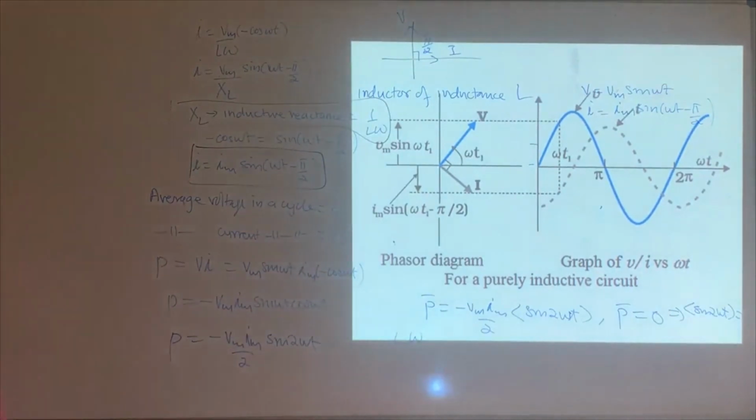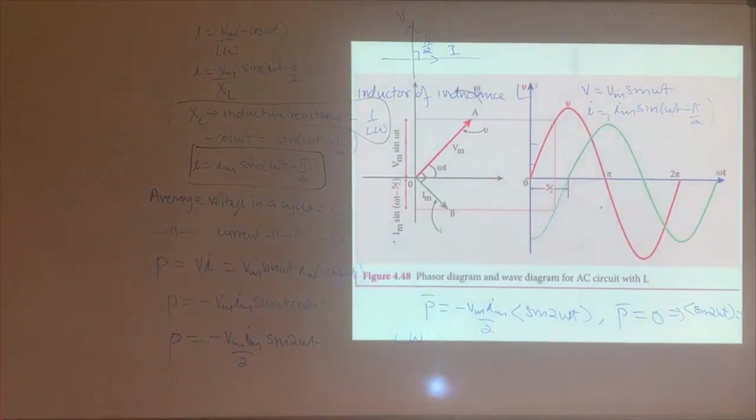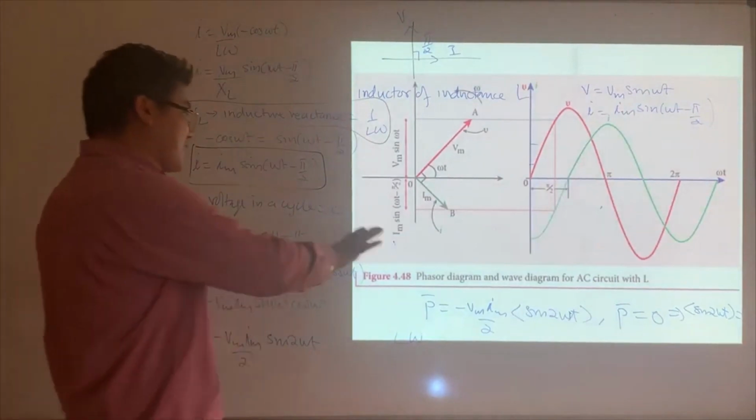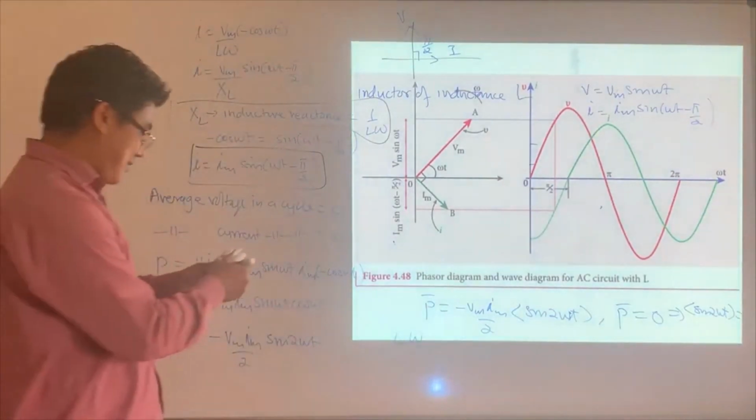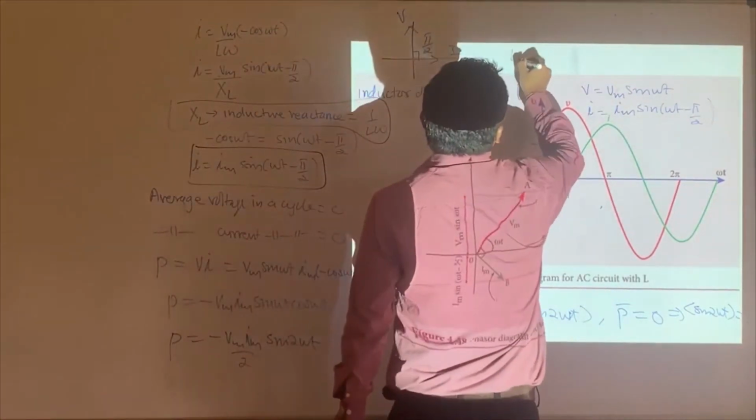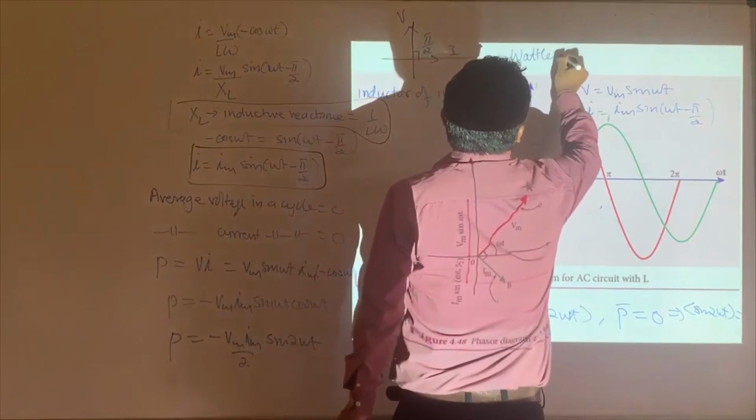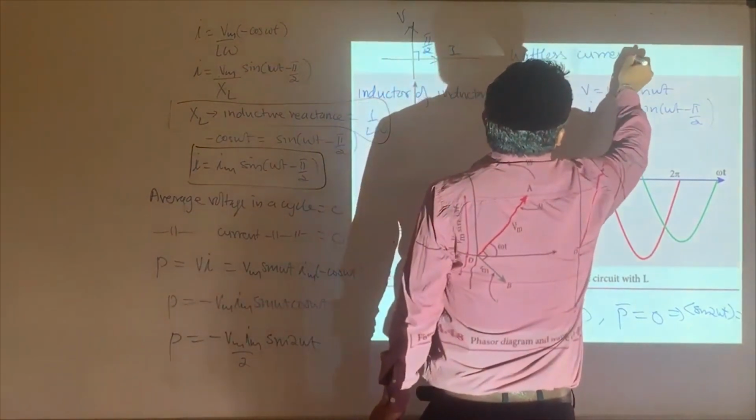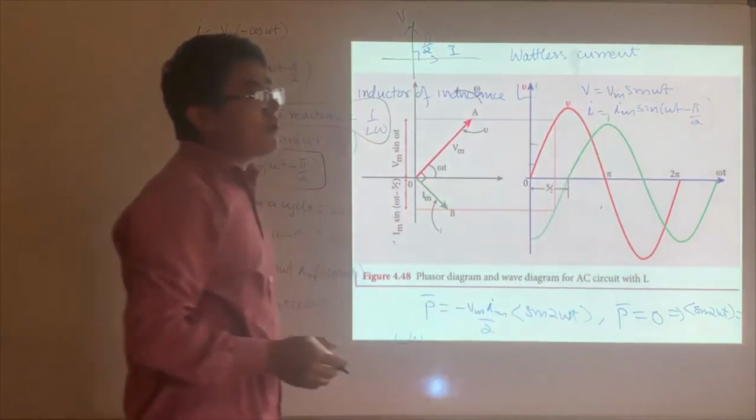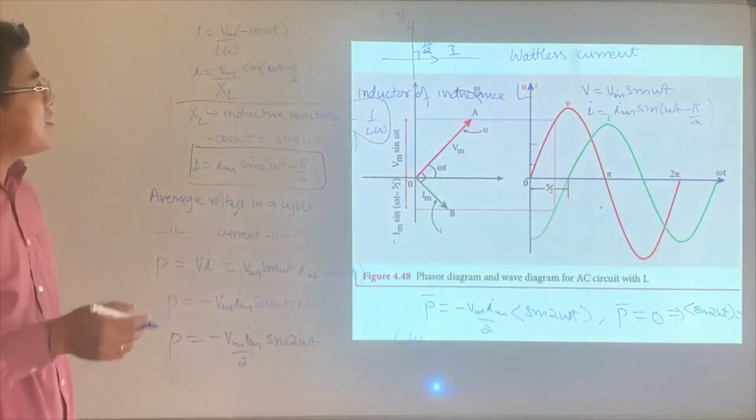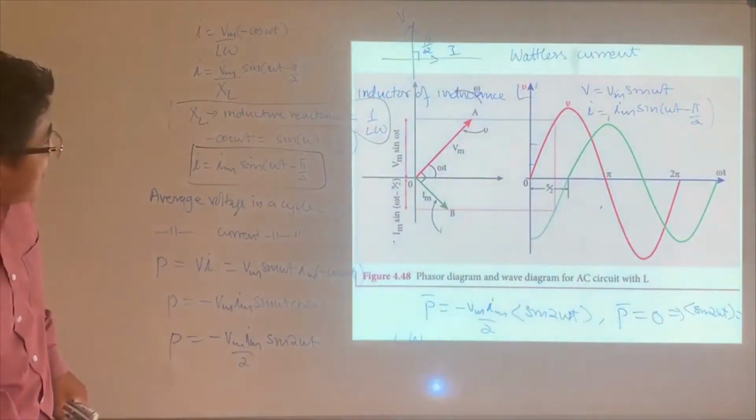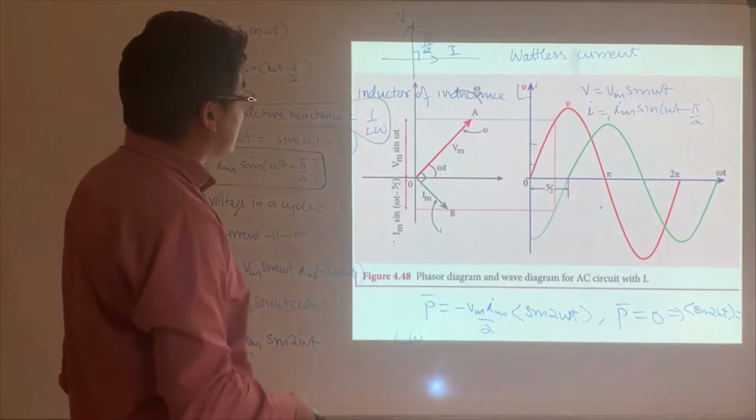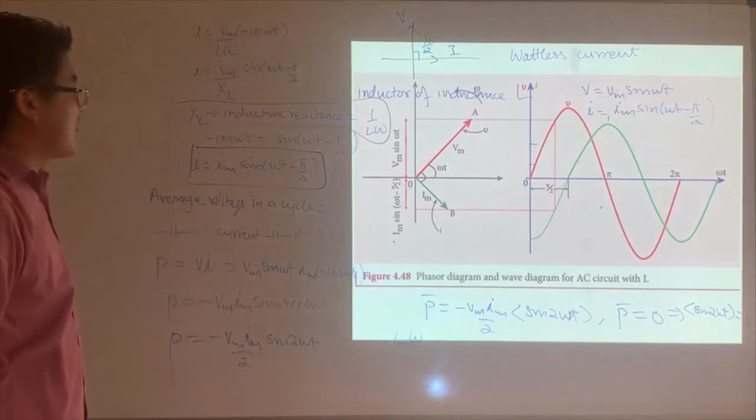Since the average power is 0, the current involved is what we call a wattless current. So an inductor has a wattless current. Why? Because even though a current is there, the average power dissipation becomes 0. So this is again one way of showing you this, with a colorful diagram.